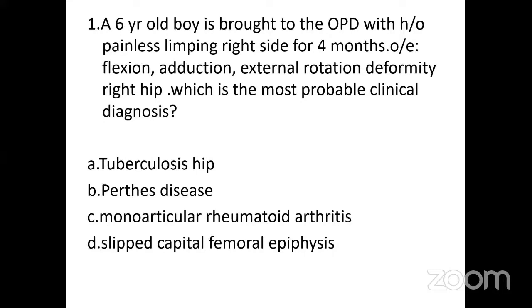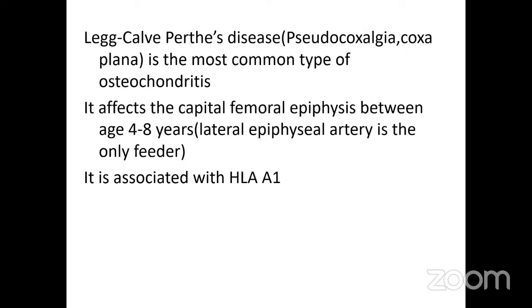So when avascular necrosis occurs in an adult, it will never resolve by itself. It will definitely progress to arthritis. But what happens in avascular necrosis in a child? In some cases, it may resolve by itself. So the answer is Perthes disease. I have already told you it is Legg-Calvé-Perthes disease.